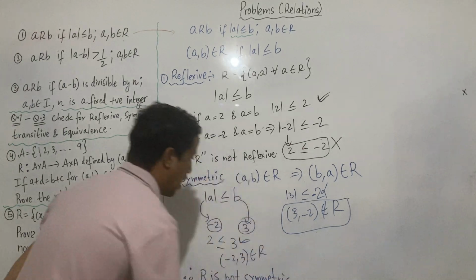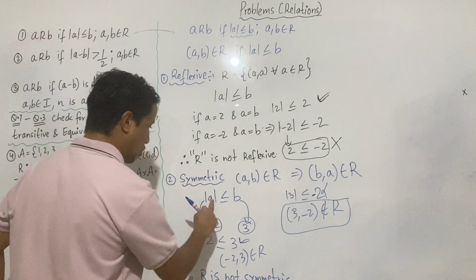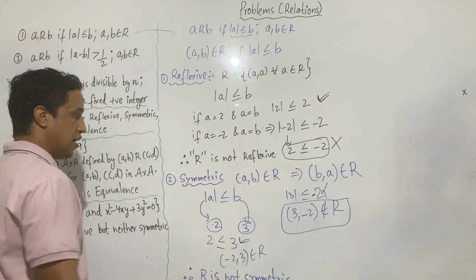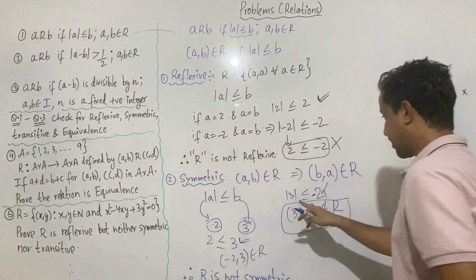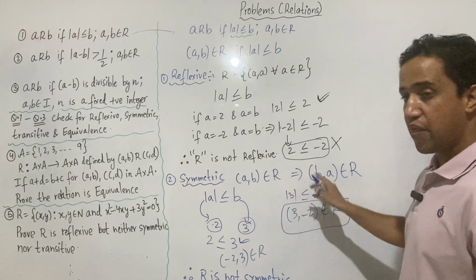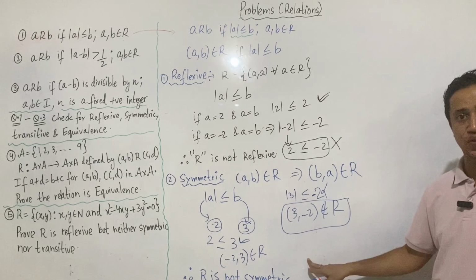You can also check it the other way. Let's say I took 2. 2 is less than or equal to 3, which is fine. But if you take 3 and here 2, the other way is not correct, right? Which means that this relation is not symmetric.